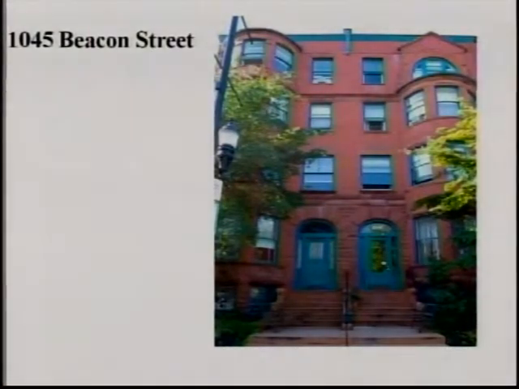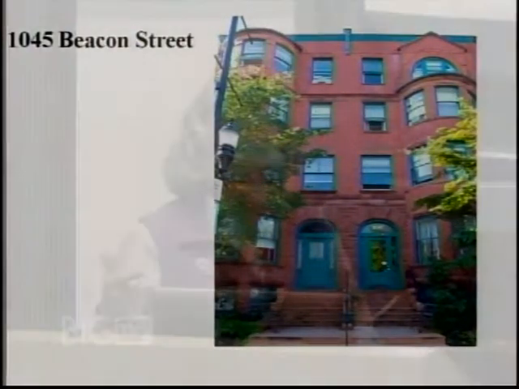So this is our building on Beacon Street. When you think about supportive housing, it's basically a three-legged stool. We need capital, obviously, to acquire it and to renovate it. We need rental subsidies, because the people that we serve in housing are extremely low income. They're well below 30% of the area median income.